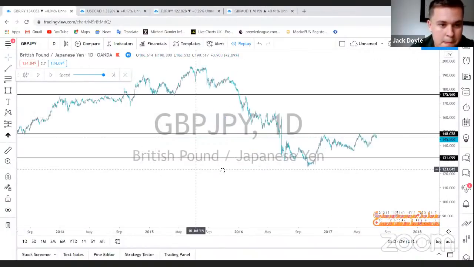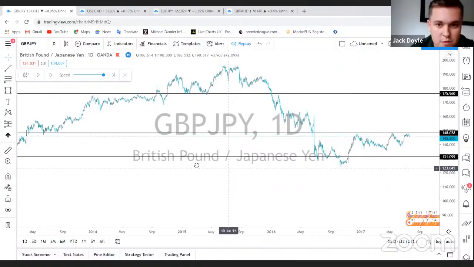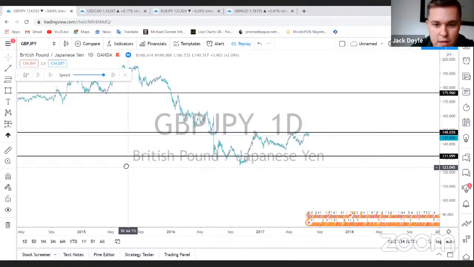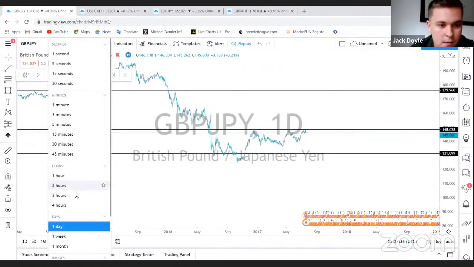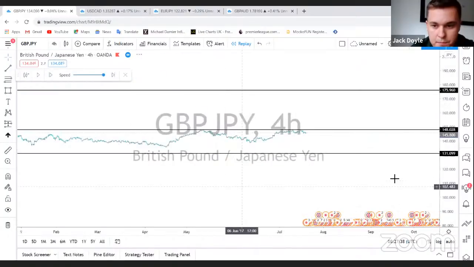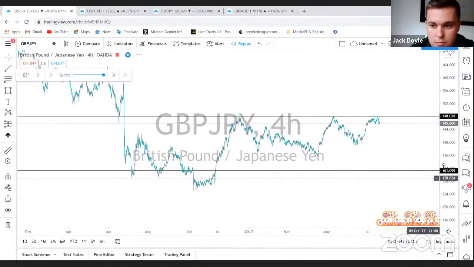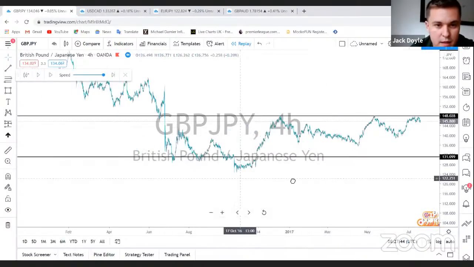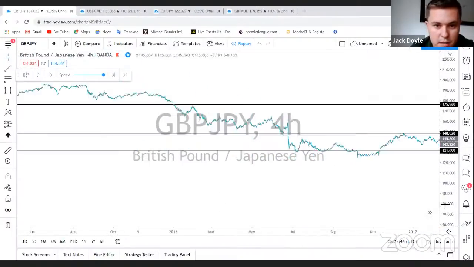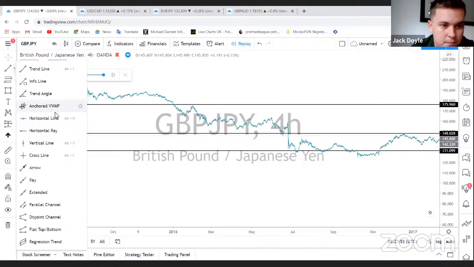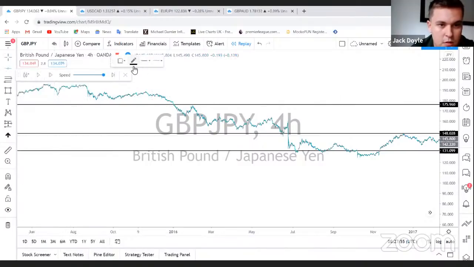Okay, so as far as the daily goes, I'll be happy enough with that. Drop down to the 4 hour. What I usually tell people who mark out levels is that I color code them. So if you go to horizontal line, you say black for the daily.